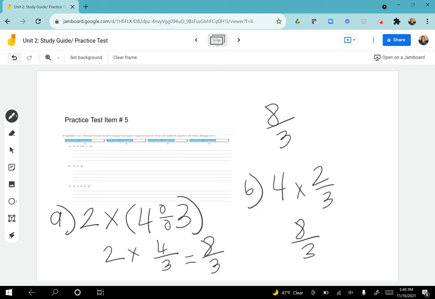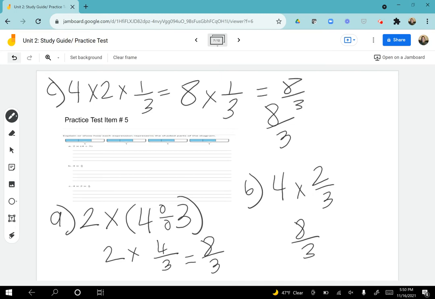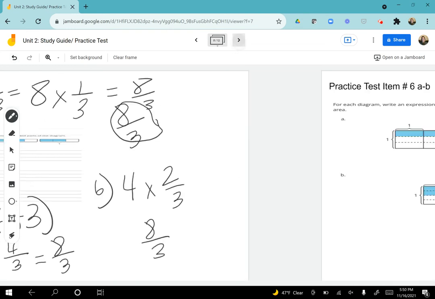And then lastly, expression C states 4 multiplied by 2 multiplied by 1/3. If we multiply that factor by factor, 4 by 2 is 8, and then multiply 8 by 1/3 gives us 8 thirds. So proving that each of those expressions gives us the value represented in the diagram is a sound way to defend the validity of each of those expressions.